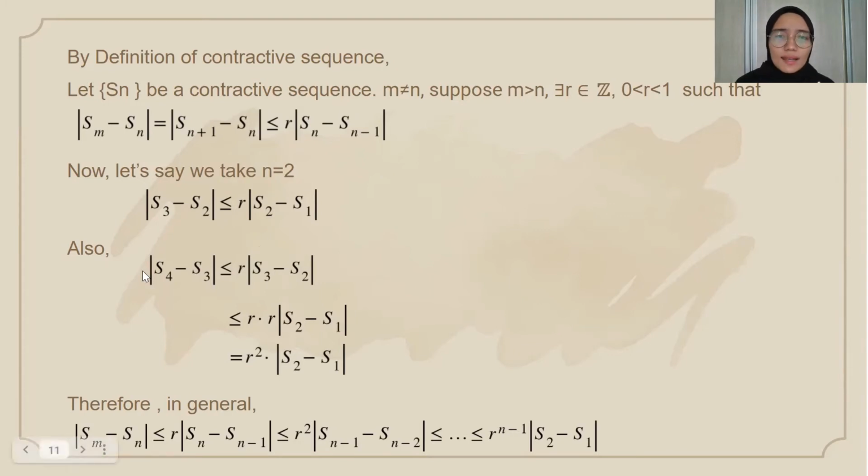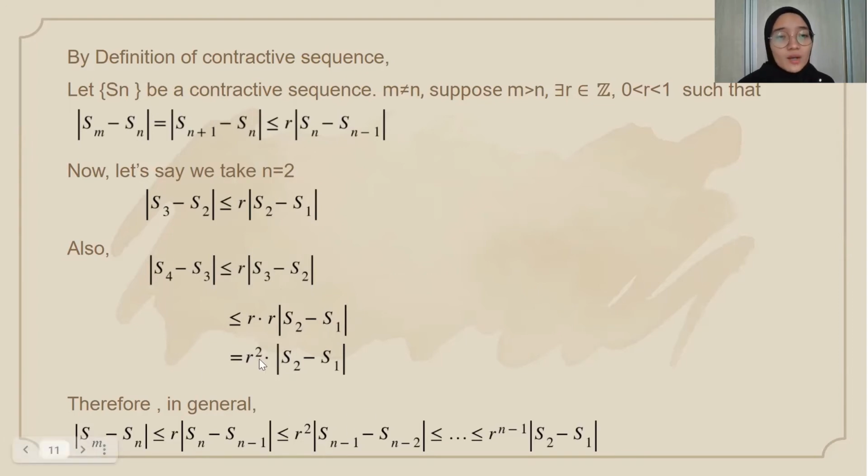So now let's say we take n as 2. So we can have that absolute S3 minus S2 less or equals to R times S2 minus S1, following the above pattern. Also, we can have that S4 minus S3 absolute value less or equals to R times S3 minus S2. So we follow the above pattern and we can have that this is less or equals to R times absolute S2 minus S1, since S3 minus S2 is less or equals to R times S2 minus S1. So we can have absolute S4 minus S3 is less or equals to R squared times S2 minus S1.